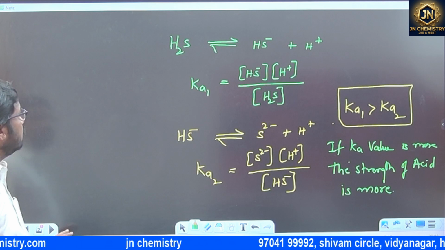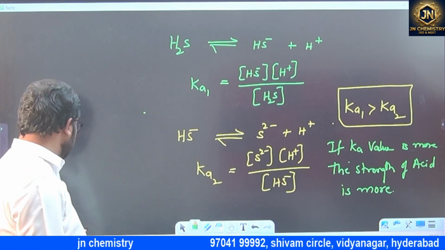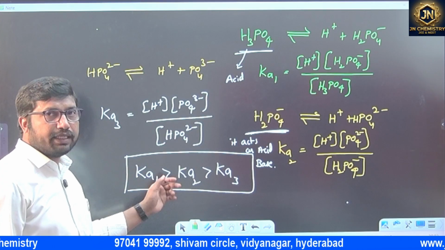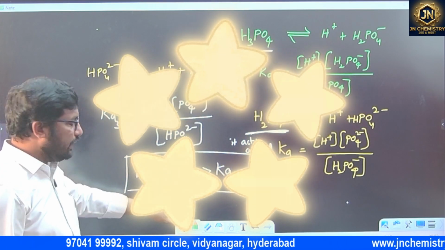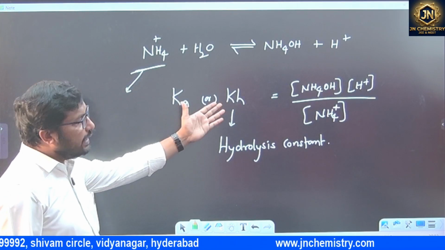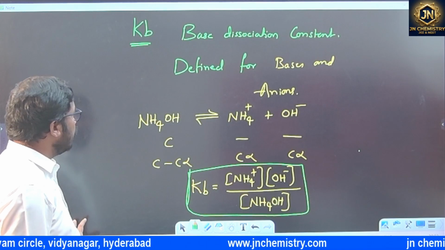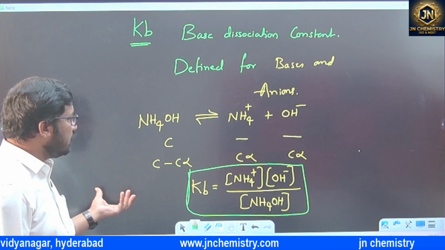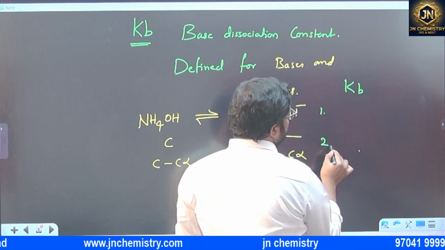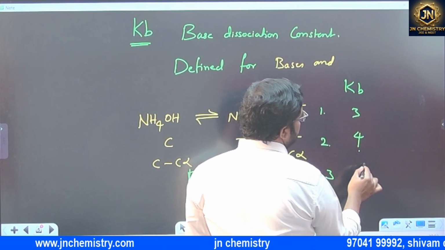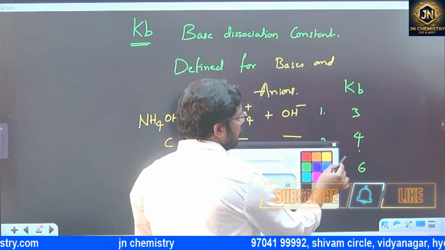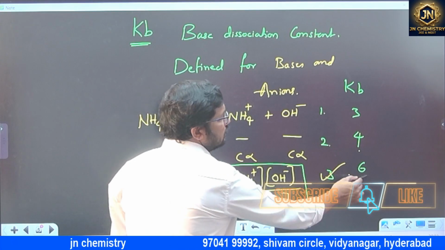Next, we discussed H2S like this. Ka1, Ka2, Ka3: Ka1 is always greater than Ka2 and Ka3. This is also a very important takeaway point. And for cations, Kb is the base dissociation constant. Here also, for example, the Kb values 1, 2, 3, or 3, 4, 6 are given. Which is the strong base? This is the strong base.